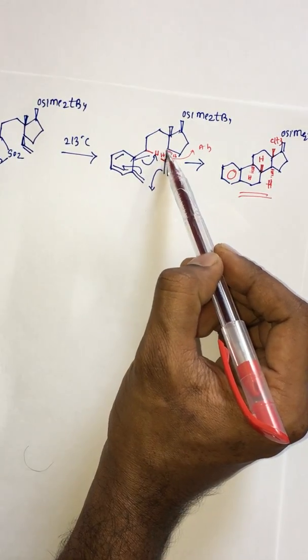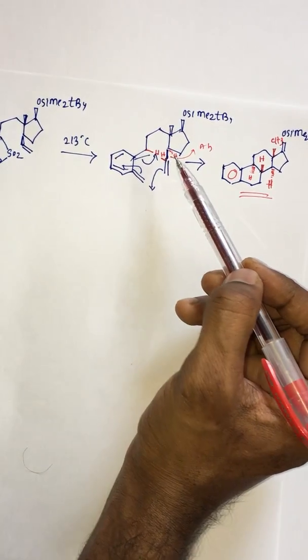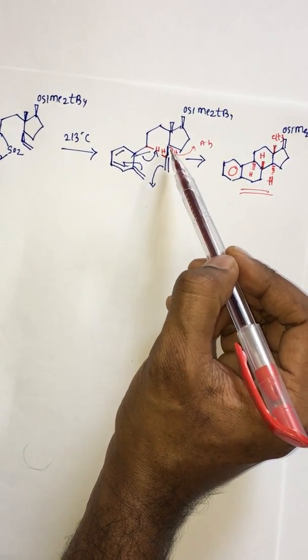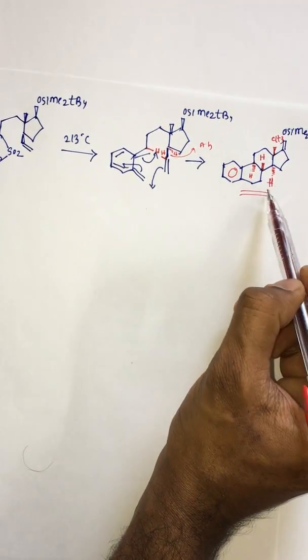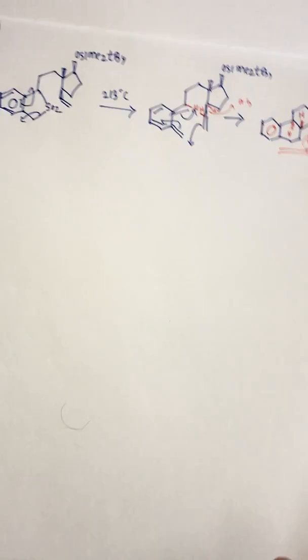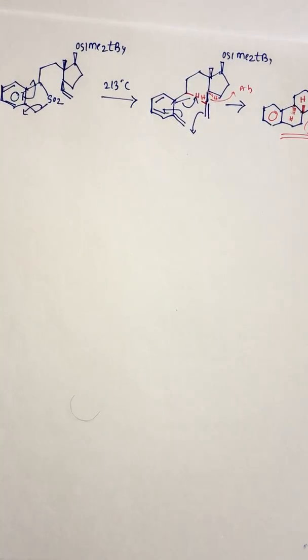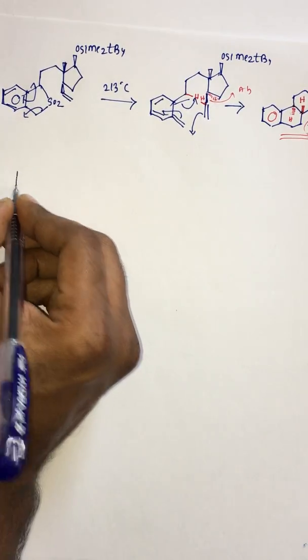And here one hydrogen is there, we have 1, 2, 3, and the hydrogen which is present here, that is below the plane, that comes out below the plane. So this is the stereochemistry in this reaction. And we have another example.